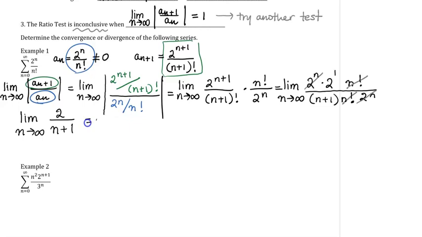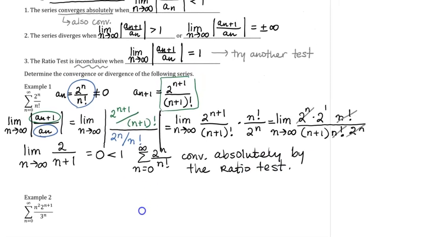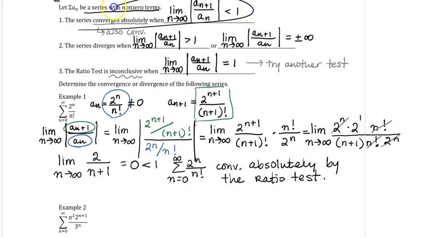And that limit is equal to 0 since the degree of the denominator is more than the degree of the numerator, which is less than 1. So since this is less than 1, we can conclude that our series converges absolutely by the ratio test, because we calculated that limit and that limit came out to be less than 1. So we are reaching this conclusion of the ratio test.